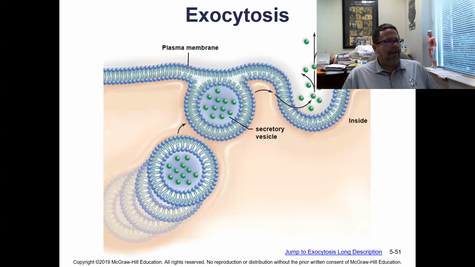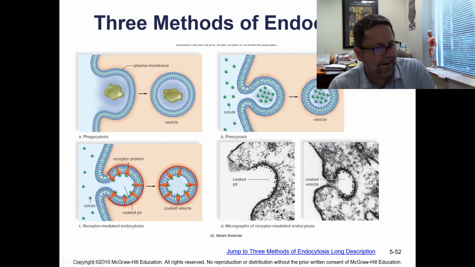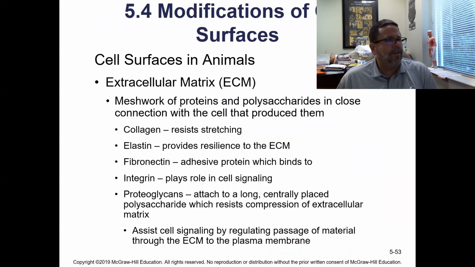So we have endocytosis. In this case, we're chunking it out, exocytosis. And then sometimes we'll have cellular eating, phagocytosis, or cellular drinking, pinocytosis, or sometimes a chemical binds to a receptor and that triggers endocytosis. And we have an electron microscope image showing that there. That's pretty cool. These are just terms you need to know.